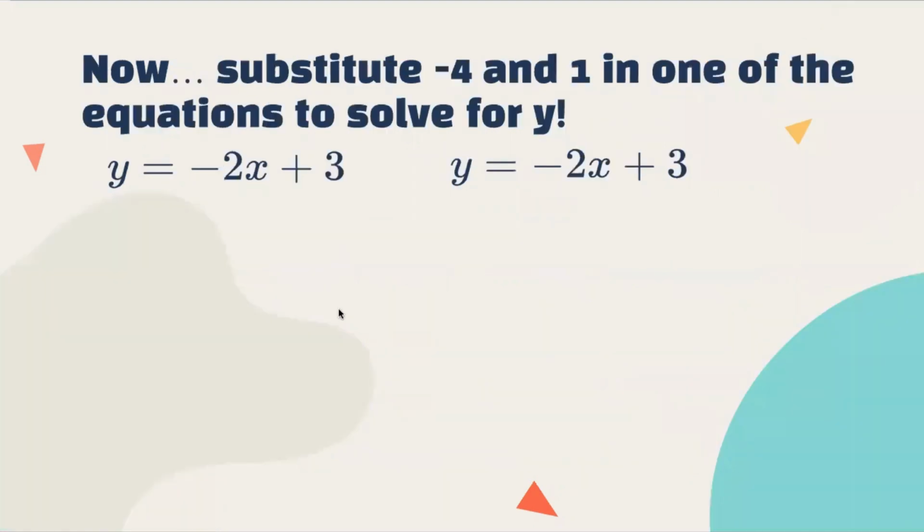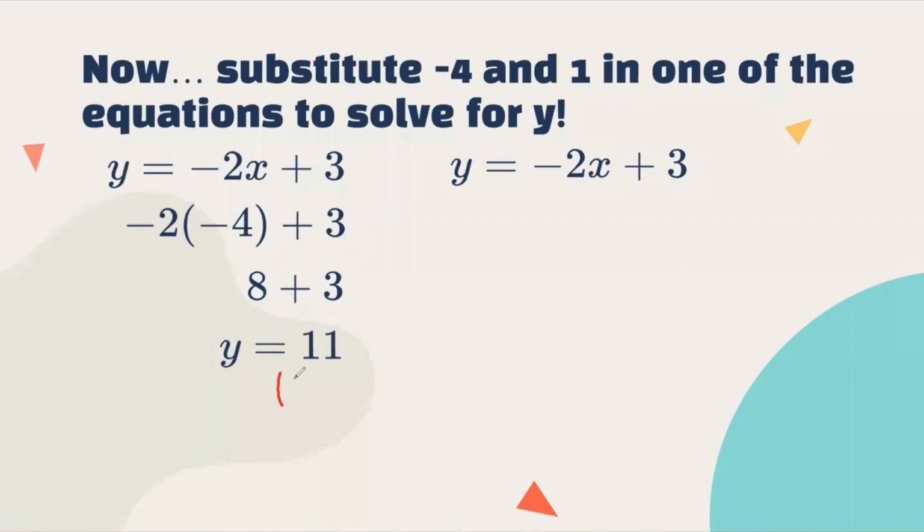So I just went ahead and chose y equals -2x plus 3 since I thought it would be easier to substitute and solve for y. And all you have to do is plug in -4 and 1 into this equation. So if I plug in -4, I would get -2 times -4 plus 3. This would just simplify to +8 plus 3, and 8 plus 3 just equals 11. So your y value would equal 11.